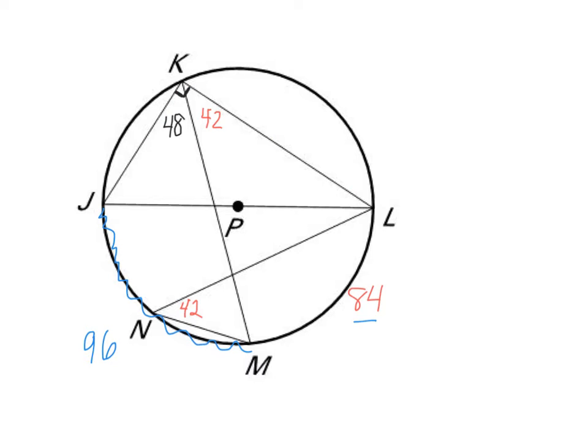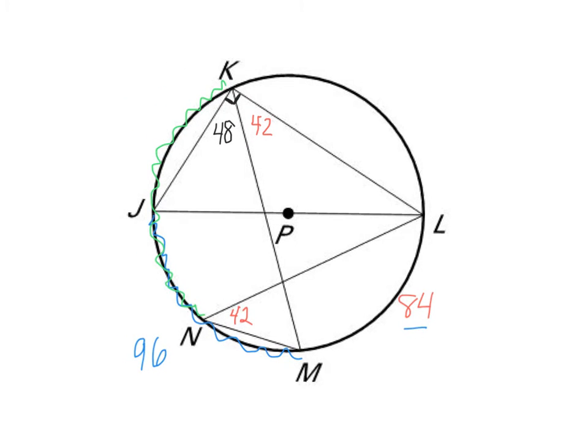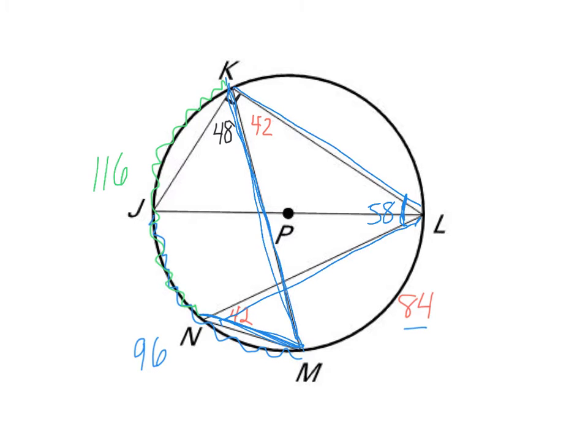Now, the only other thing they gave me is the fact that arc KN, which is this whole arc that I'm highlighting in green, was 116. Now, the inscribed angle that opens up to that would be this one right here. So this whole one would be half of 116, which gives me 58. And you also have another inscribed angle, this one down here, which would also be 58.